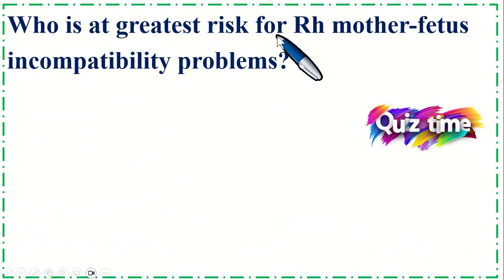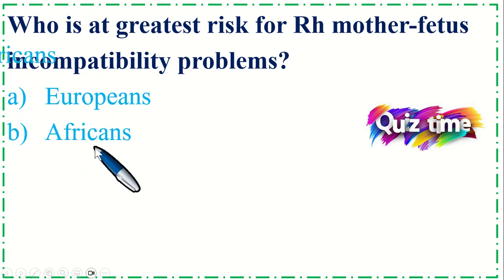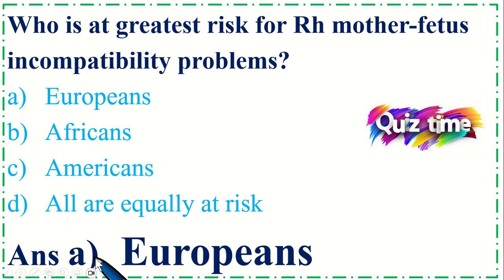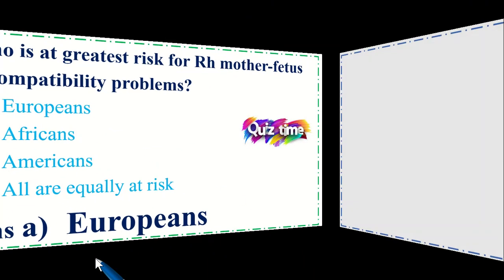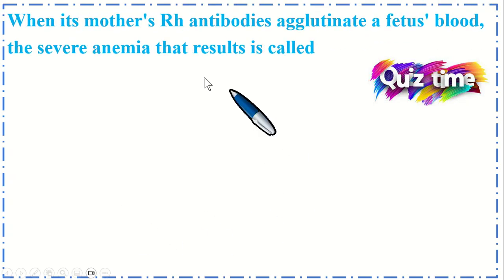Who is at the greatest risk for the RH mother-fetus incompatibility problem? Option A, Europeans; B, Africans; C, Americans; and option D, all are equally at risk. So the correct option is A, Europeans. This is a very important MCQ.